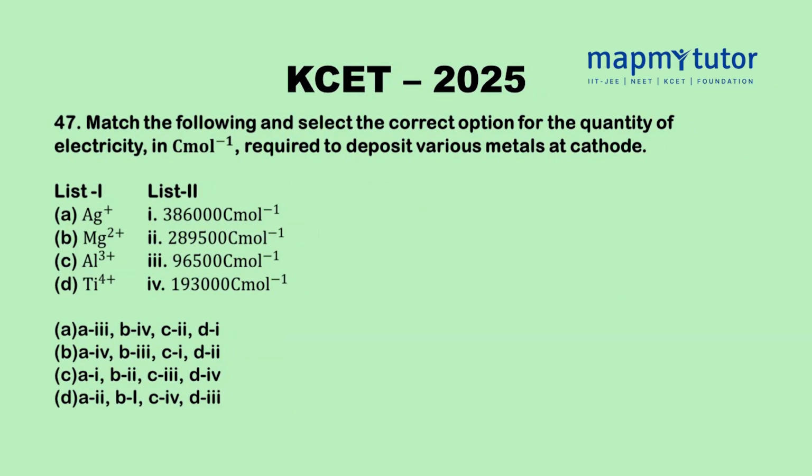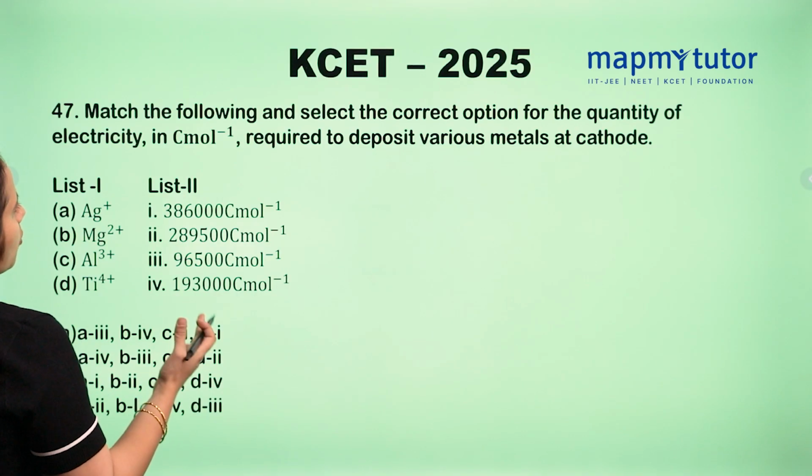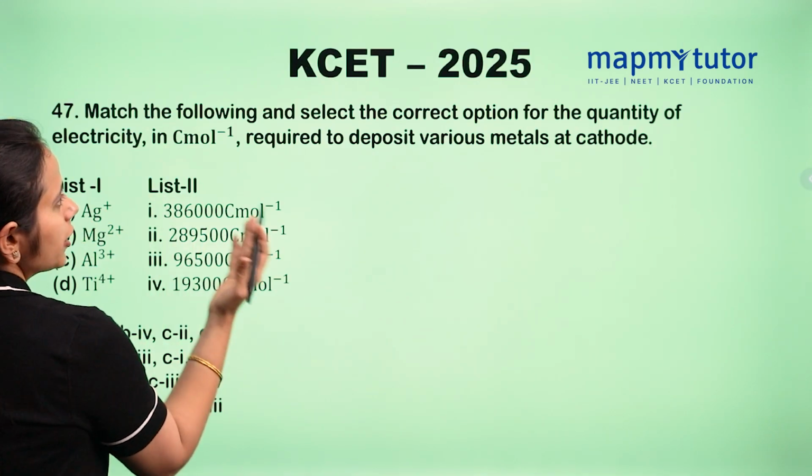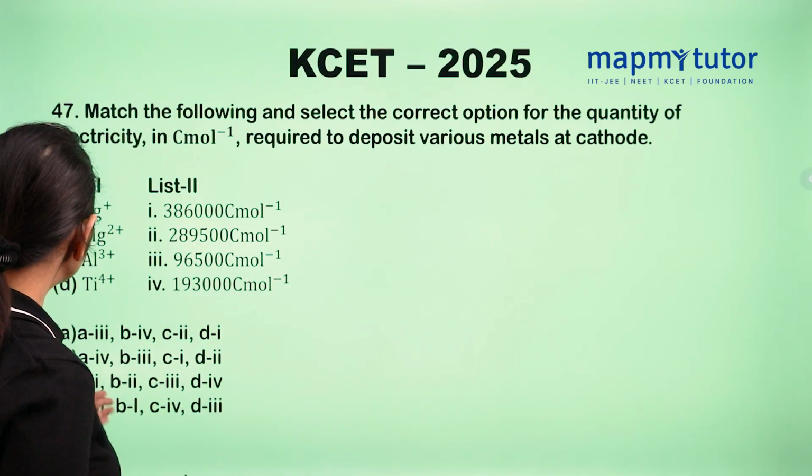Let's move to the next question. Match the following and select the correct options for the quantity of electricity in Coulomb per mole required to deposit various metals at the cathode. We need to tell how much this quantity of electricity will come for all these metal ions.